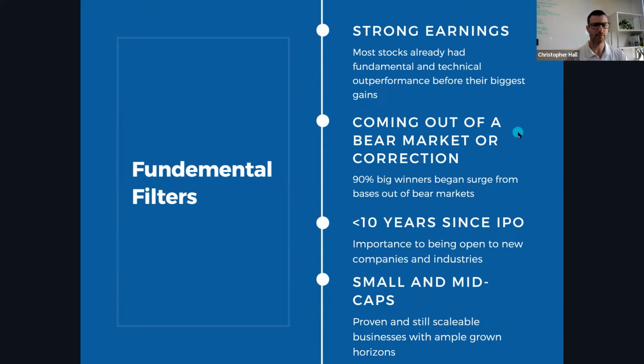We also see coming out of a bear market or a correction, 90% of the big winners begin to surge out of bases from bear markets. Sometimes they extend from extended bull markets that we have seen in the last couple of years. But if you cast the net back and have a look over the decades, we do see that most of the best performing companies and their best returns come out of a bear market phase or some sort of contraction. So that's what we do see as a good breeding ground for those opportunities.